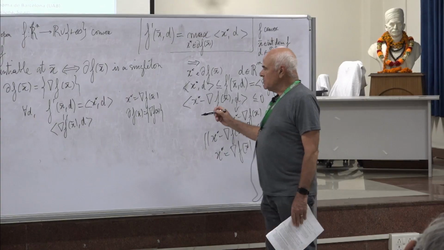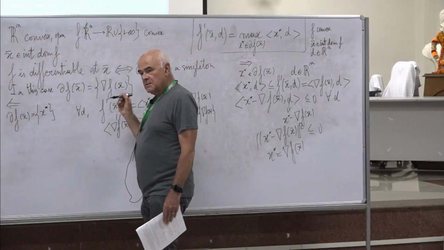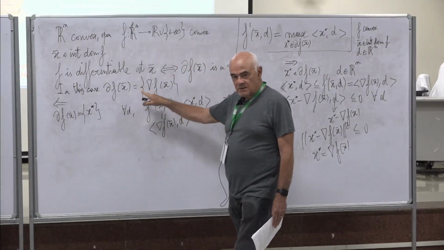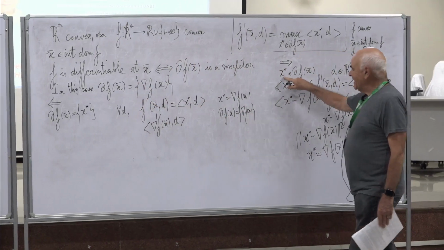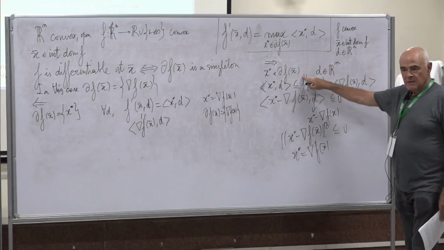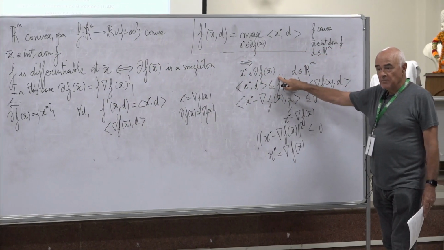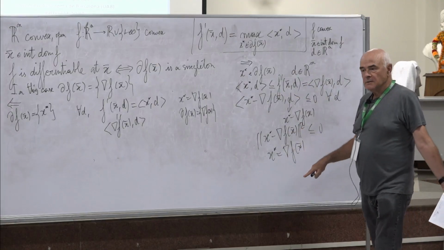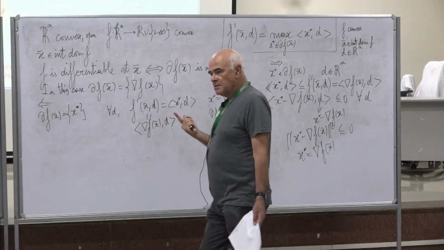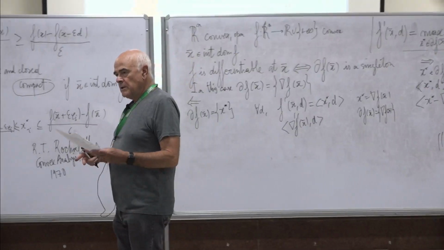So this proves the implication from left to right, but again this equality. I have taken an arbitrary element, an arbitrary subgradient, and proved that it is the gradient. So there is only one, the gradient. It's a singleton. Okay?